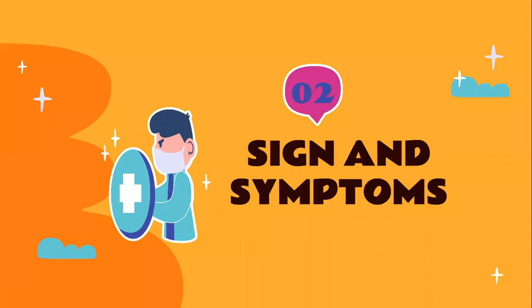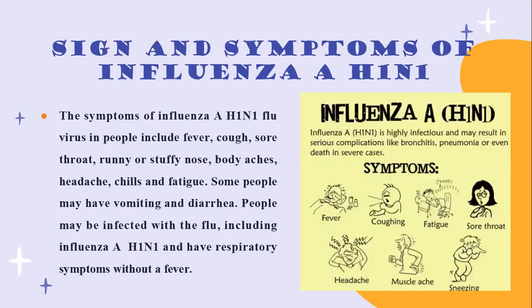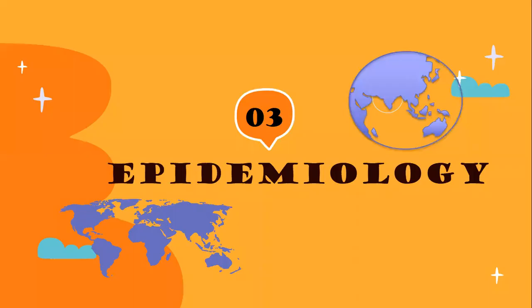So the signs and symptoms are: the symptoms of influenza A H1N1 flu virus in people include fever, cough, sore throat, runny nose or stuffy nose, body aches, headache, chills, and fatigue. Some people may have vomiting and diarrhea. People may be infected with the flu, including influenza A H1N1, and have respiratory symptoms without a fever.